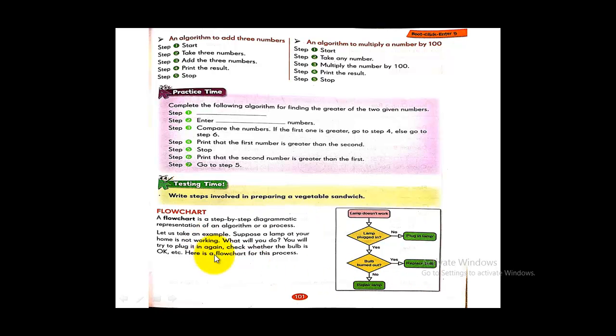We will show a flowchart here. Now what will you do? You will try to plug it in again, check whether the bulb is okay.